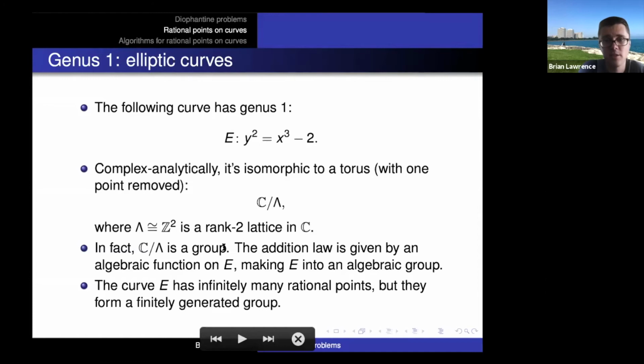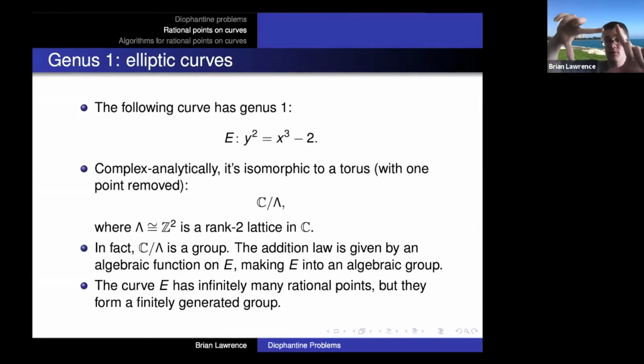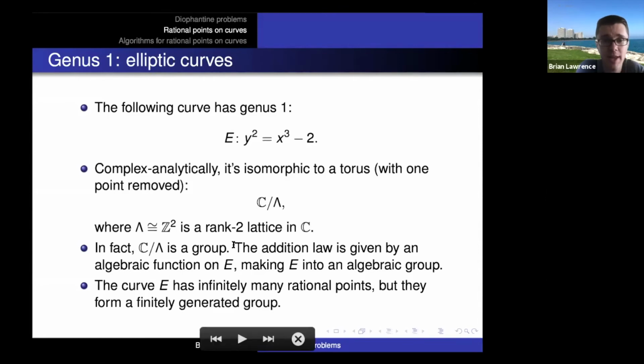But C modulo a lattice is a group, right? C is a group, a lattice is a subgroup. So the quotient is a group. Any torus, once you pin down a 0 point, acquires a group structure. And that group structure, in fact, is given by an algebraic function on E. There's some algebraic rule that lets you take 2 points on this curve and add them. It makes E into an abelian group.